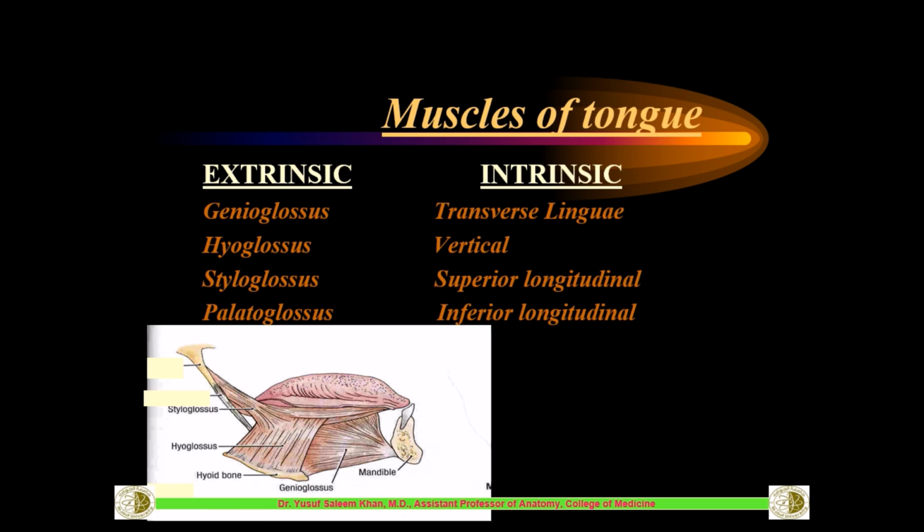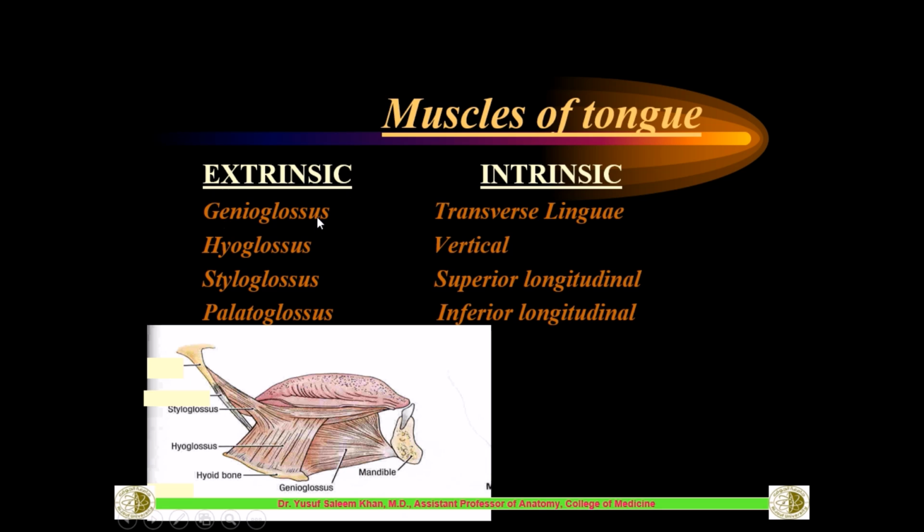Coming to the muscles of the tongue, there are two types of muscles which form the tongue. One is the extrinsic muscles, which are the main striated muscles which help in the movement of the tongue, and the other type are small muscles within the tongue. These are called intrinsic, because they are within the tongue, and extrinsic are the muscles which come from outside and form the structure of the tongue. So there are four extrinsic and four intrinsic.